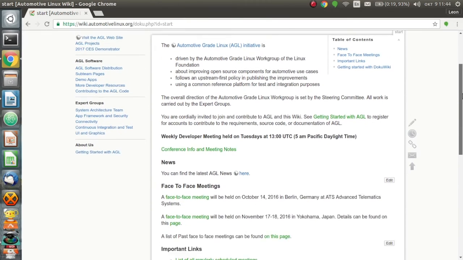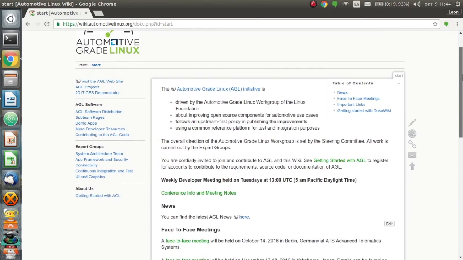Hi, this is a short demonstration of Automotive Grade Linux on Raspberry Pi. AGL is an open source project of the Linux Foundation for making a Linux distribution for vehicles.